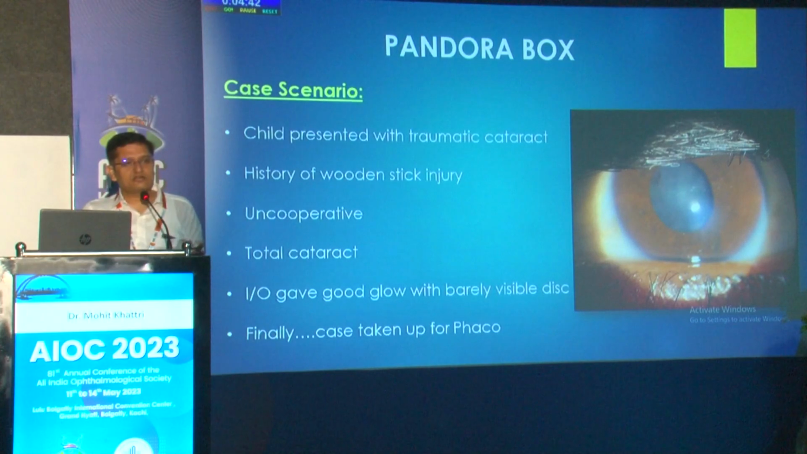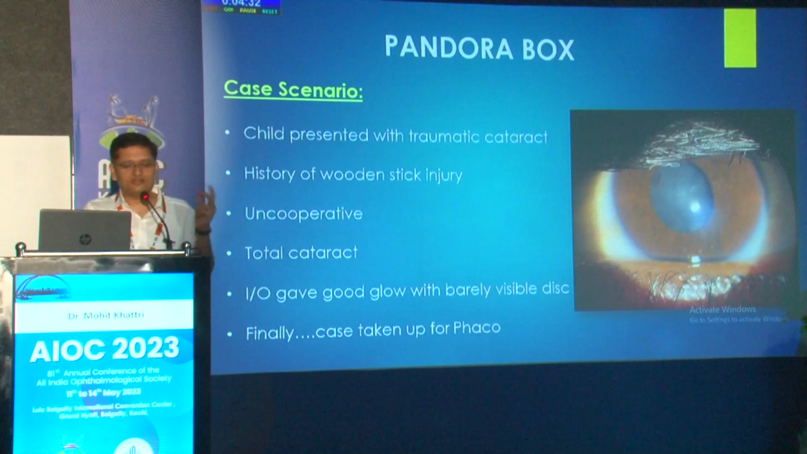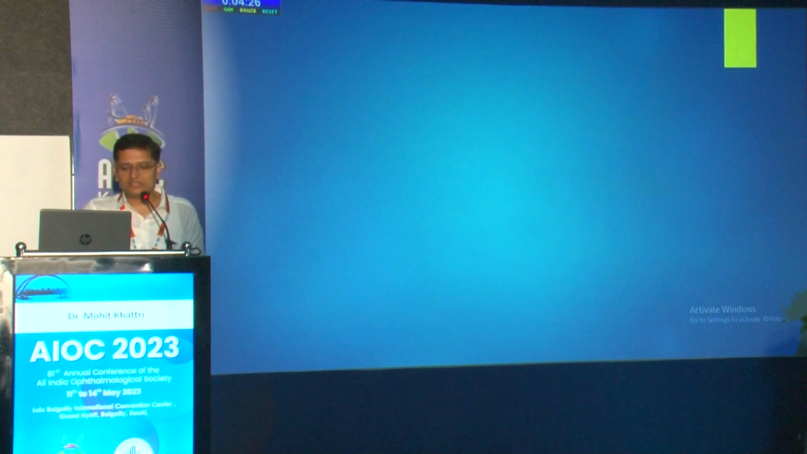I did an indirect, could get a good glow, but the disc was just barely visible. I was sure that there is no RD or vitreous hemorrhage out there. No point sedating him and getting a B scan done, and quickly he was just booked for surgery. And it was an easy phaco to be done, a lens aspiration, and that was attempted.